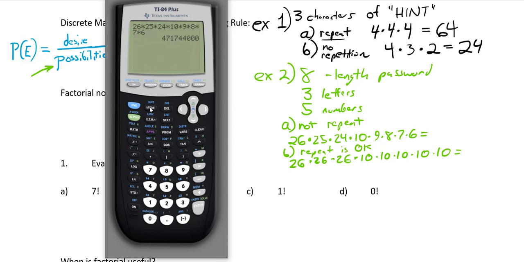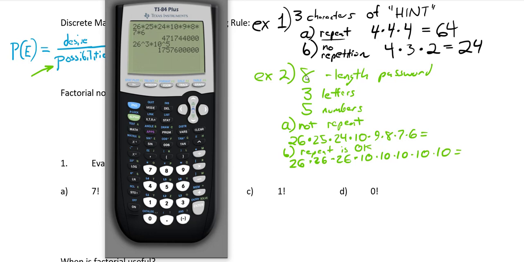Now let's do the next one. 26, all right, I'm gonna cheat a little bit. I'm gonna go 26 raised to the third power because that's another way of writing 26 times 26 times 26. Times 10 raised to the fifth power, which is another way of writing 10 times 10 times 10 times 10 times 10. Look at that. That is much higher than the 471,000,000. This is 1,757,600,000 ways to make a password of 8 characters. Characters that also have 3 letters and 5 numbers.